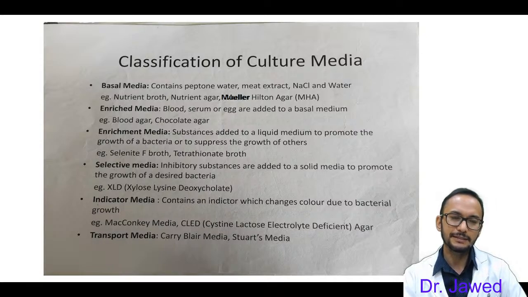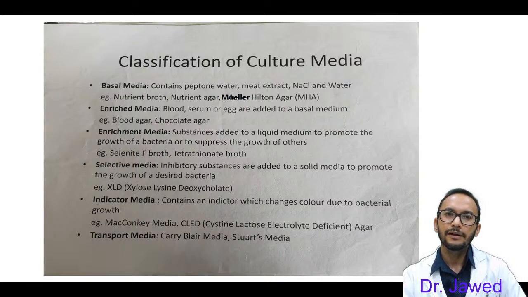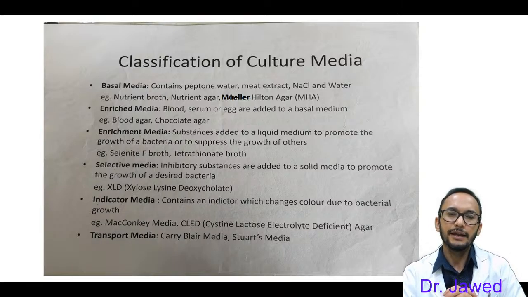What is peptone? Peptone is basically partially digested protein from meat or lean meat, or from casein or from soya flour. So basal media consists of peptone water, meat extract and sodium chloride, electrolytes and water. Examples of basal media are nutrient agar and Mueller-Hinton agar, which is used for antibiotic sensitivity testing, which I'll show you later on.